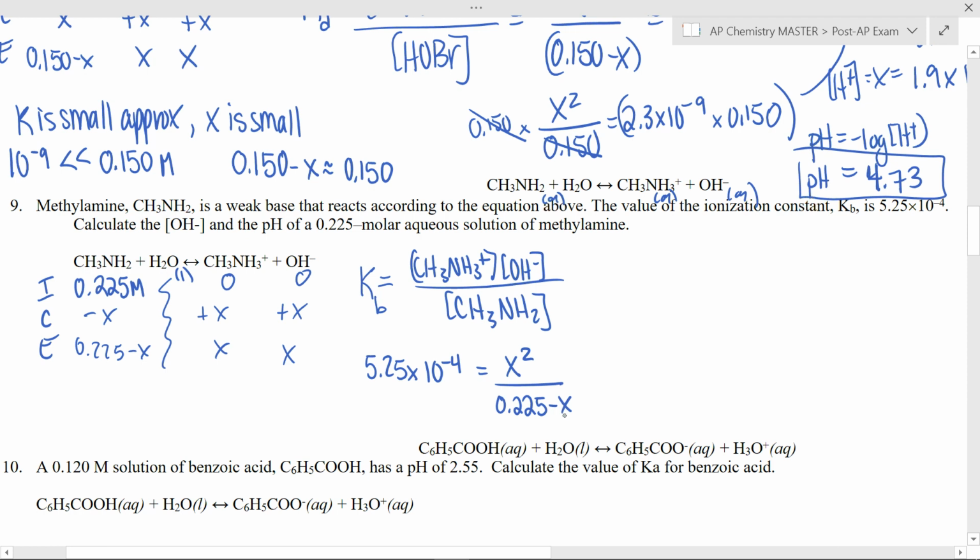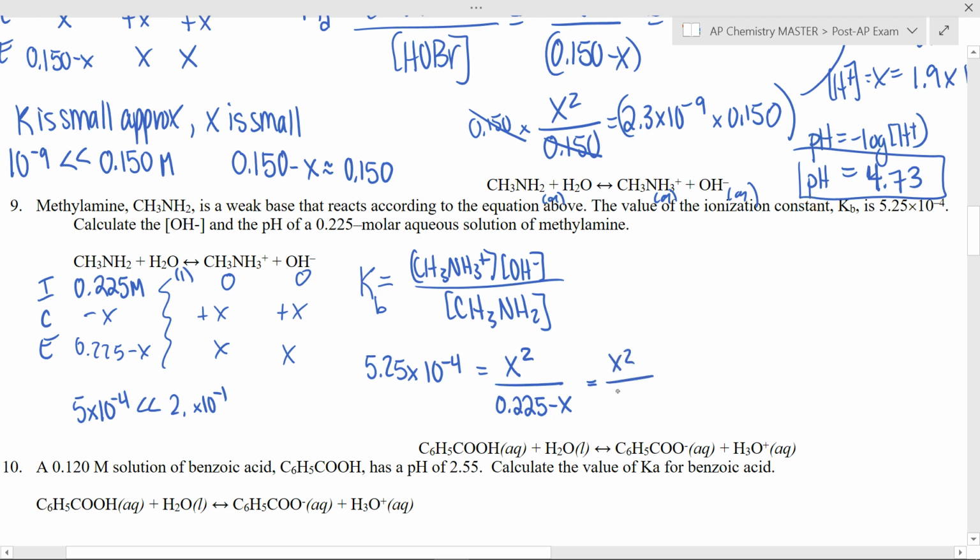And once again, I can make my x is small approximation because K is 3 orders of magnitude smaller than this initial concentration of my base. By 3 orders of magnitude, 5 times 10 to the negative 4 is much smaller than 2 times 10 to the negative 1. Sometimes it helps to write this in scientific notation. So you see how there's at least like 3 orders of magnitude between these two numbers? That's what I'm looking for there.